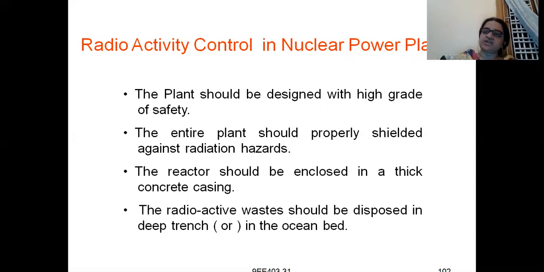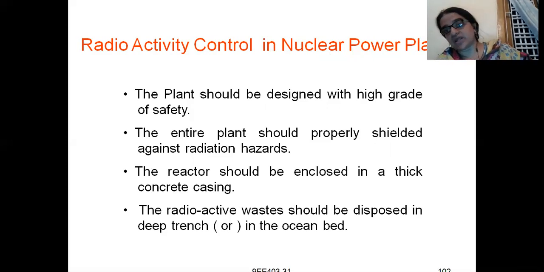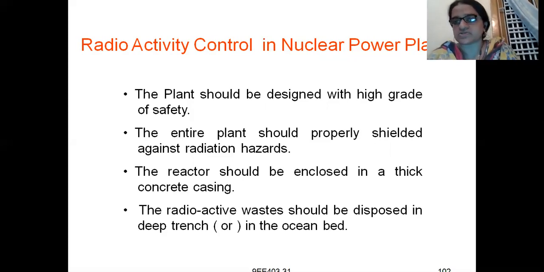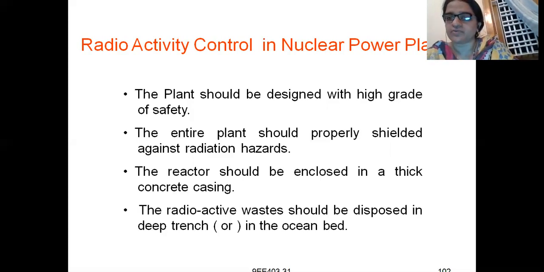We try to eliminate the gases into the upper layers of the atmosphere. That is the reason our chimney is at a heightened place. We place a very tall chimney so that it disposes these gases into the upper layers of the atmosphere, where the air will not be used by us for respiration purposes. So that is the reason we do it like that.